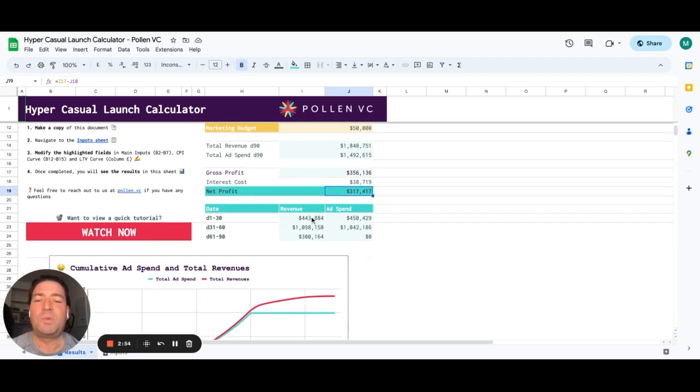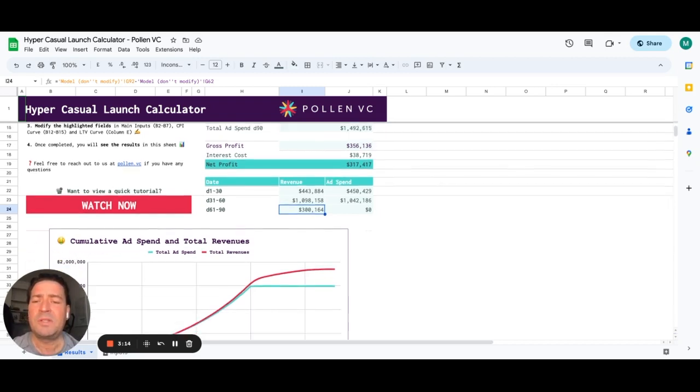In this table, here's what's going on day 1 to 30. We've got a revenue of $443,000 against ad spend of $450. You can see it really starts to ramp up in the second month, and then in the third month, after we've actually stopped our ad spend, you can just see the revenue continue to come in from those users as the users continue to pay out.